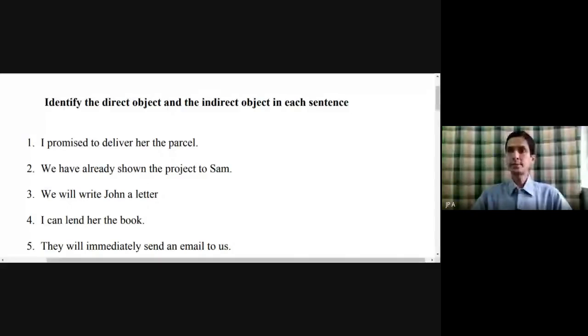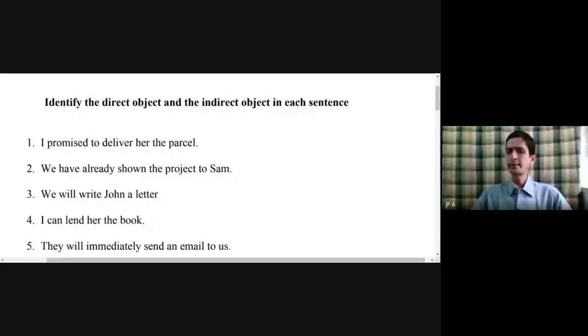To whom or for whom? Sent to whom? To us. So us is the indirect object. Okay. Yes. All the answers are correct. This seems to be very easy for you.